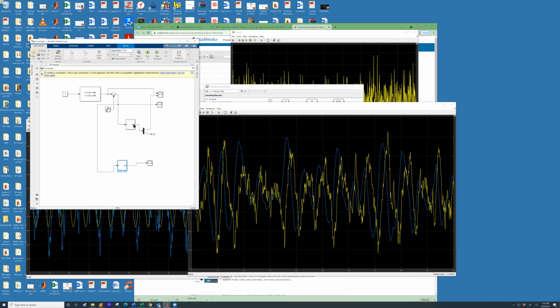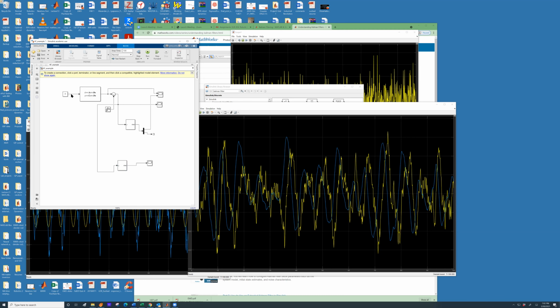Any other questions? Now, one question that comes to mind is, what if I do just simple low pass filtering? But before I answer that question, I just want to make sure everyone got this.